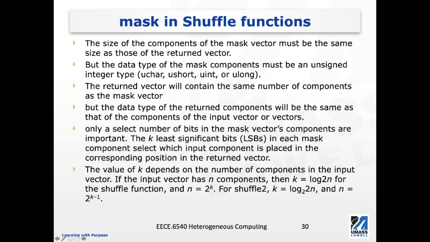The value of k depends on the number of components in the input vector. For example, if you have n components, then k is log n. This should be the base 2 log of n, and of course on the other side, n should be equal to 2 to the kth power. For shuffle2, the k is basically twice the number of elements in the input vector, because we're considering 2 vectors.